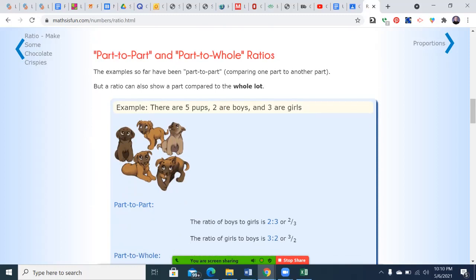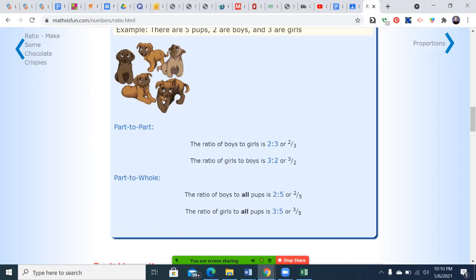It can be part to whole. So we have 2 boys and 3 girls. So that's boys to girls 2 to 3, and girls to boys 3 to 2. Boys to all 2 to 5, girls to all 3 to 5.